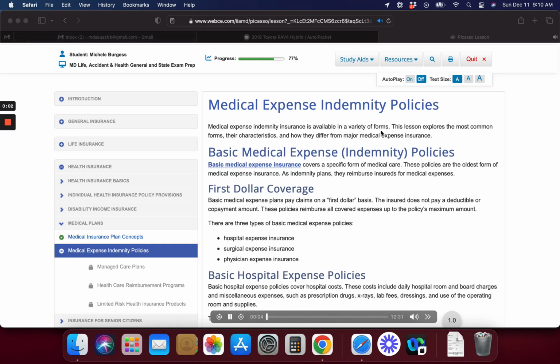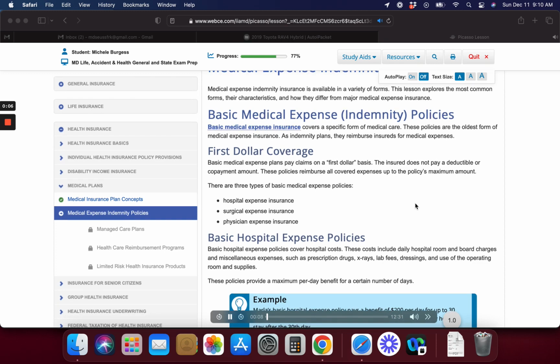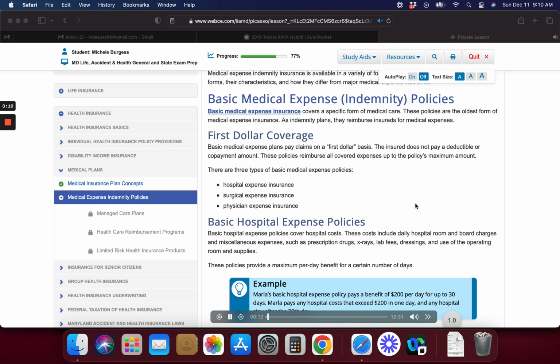Medical expense indemnity insurance is available in a variety of forms. This lesson explores the most common forms, their characteristics, and how they differ from major medical expense insurance. Basic medical expense indemnity policies.